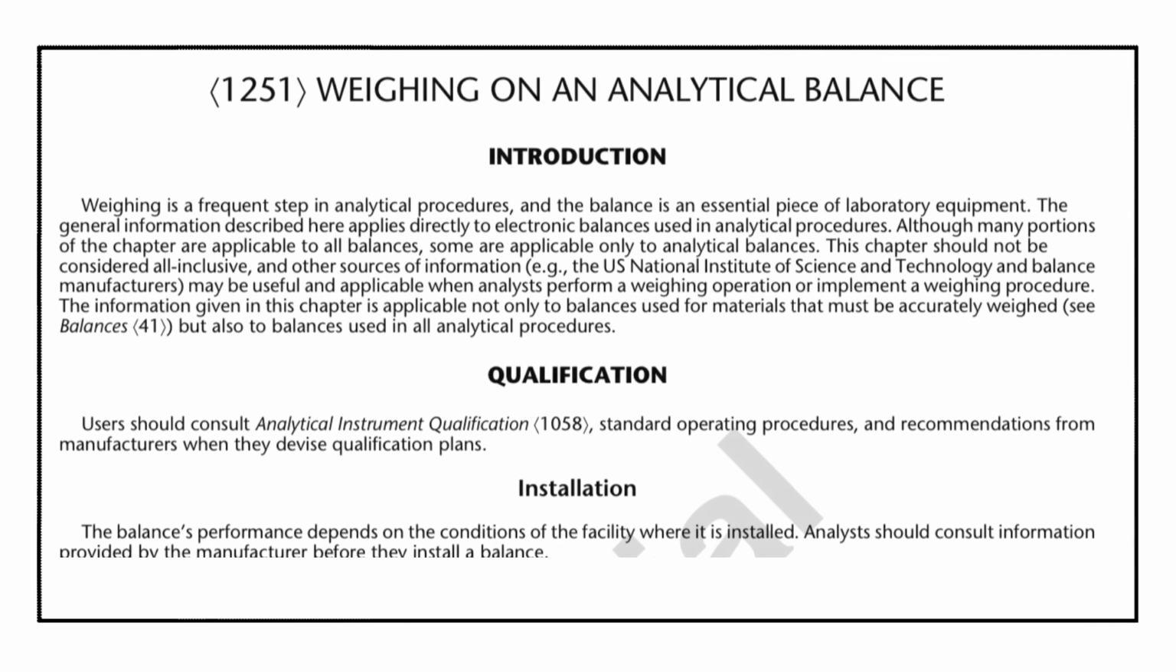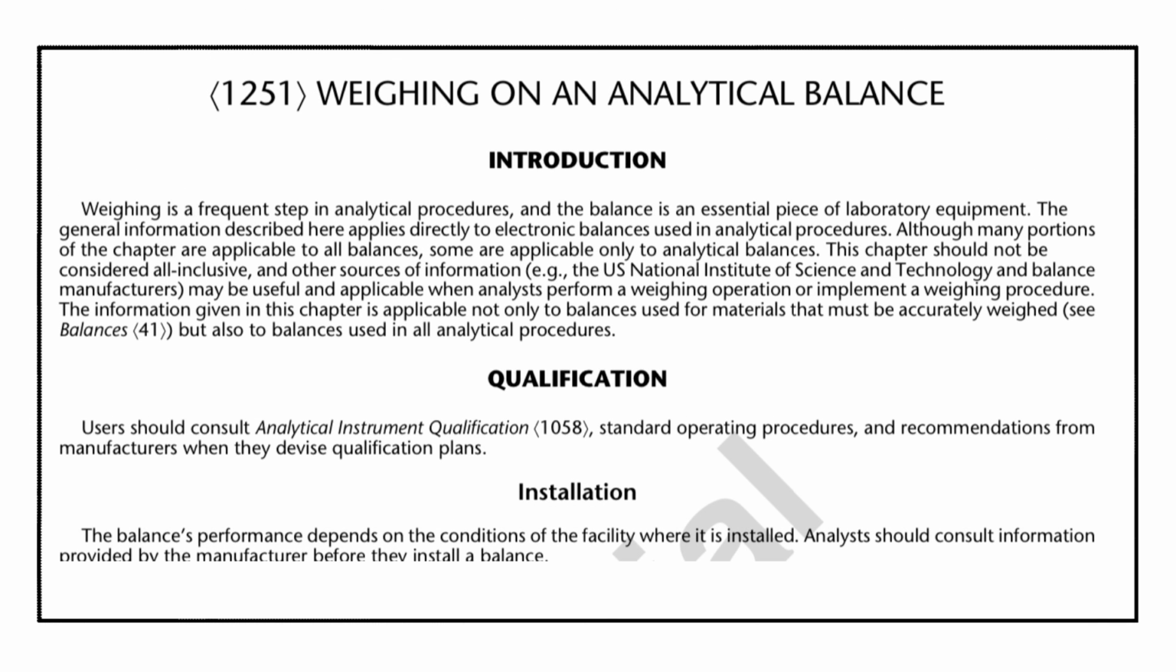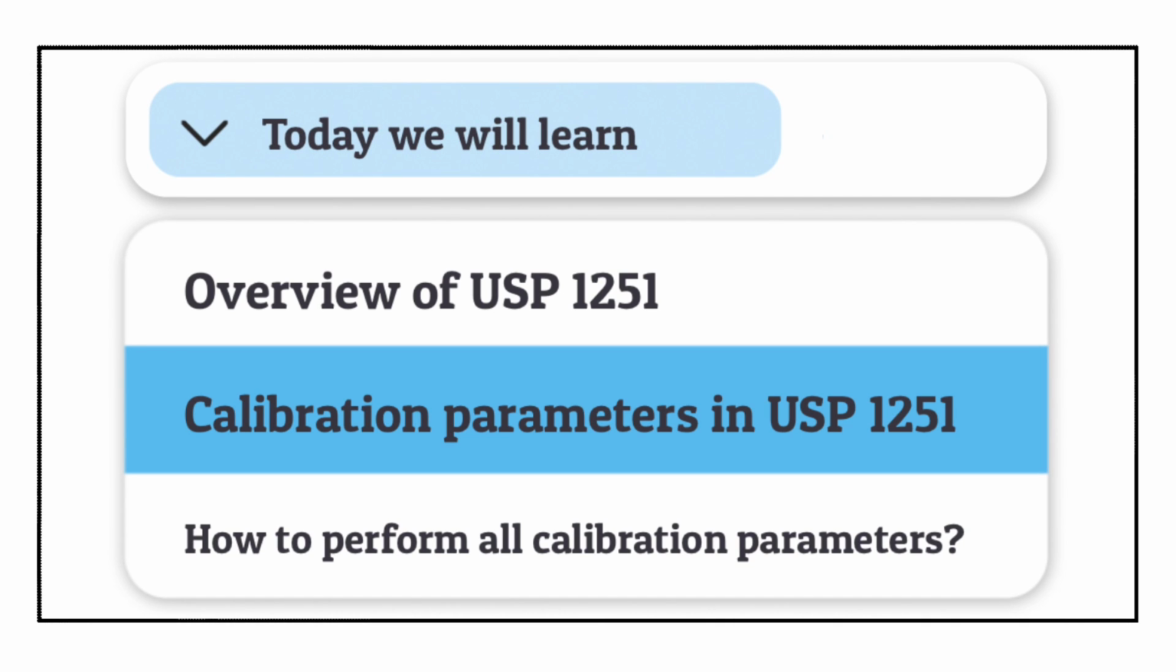In this video, we will decode USP Journal Chapter number 1251. The title of USP Journal Chapter number 1251 is Weighing on an Analytical Balance. So whosoever is working in the pharma industry must be aware of the requirements mentioned in USP Journal Chapter number 1251. In this video, we will learn an overview of the chapter, the calibration parameters of a balance mentioned in it, how those calibration parameters are executed, and what their acceptance limits are. So let's get started without any further delay.